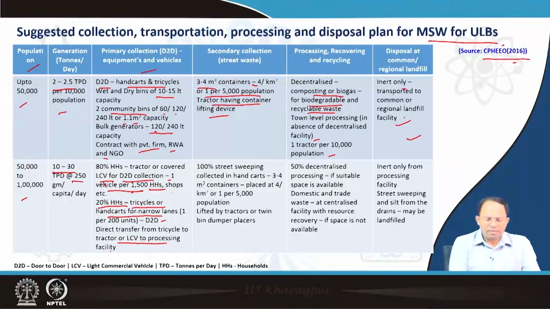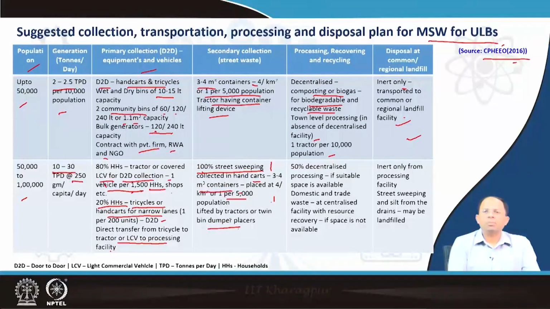So that means the LCVs or the tractor trailers directly take the waste to the processing facilities, and this D2D system of handcarts and all will transfer the waste to these particular vehicles. And for secondary collection, 100% street sweeping is collected in handcarts, and 3 to 4 meter cube containers are placed at every 4 square kilometers or 1 per 5,000 population, lifted by tractors or twin bin dumper placers.